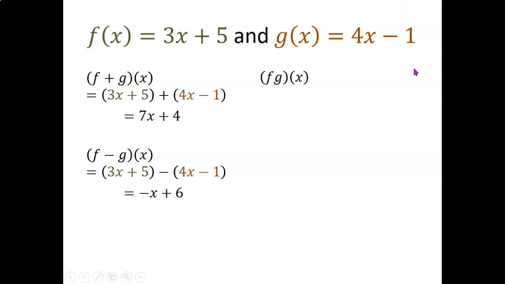What about f times g of x? When you multiply these two functions together, 3x plus 5 times 4x minus 1, we can multiply that with the FOIL method. First, we get 3x times 4x is 12x squared. Outside, we get minus 3x. Inside, we get plus 20x, so that combines to plus 17x. And last, we get minus 5. So 12x squared plus 17x minus 5.